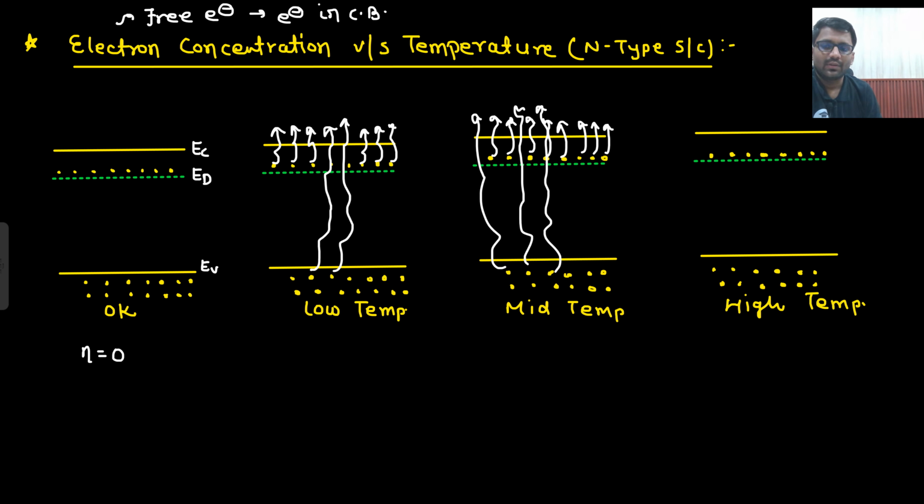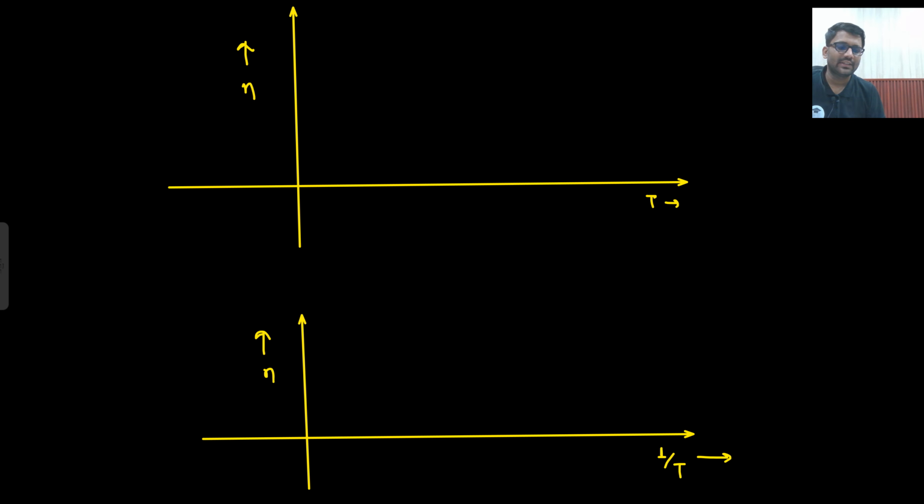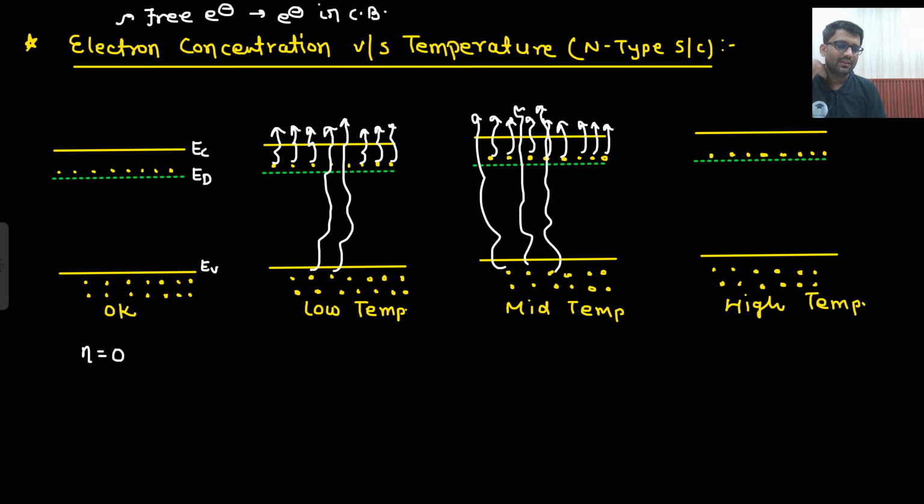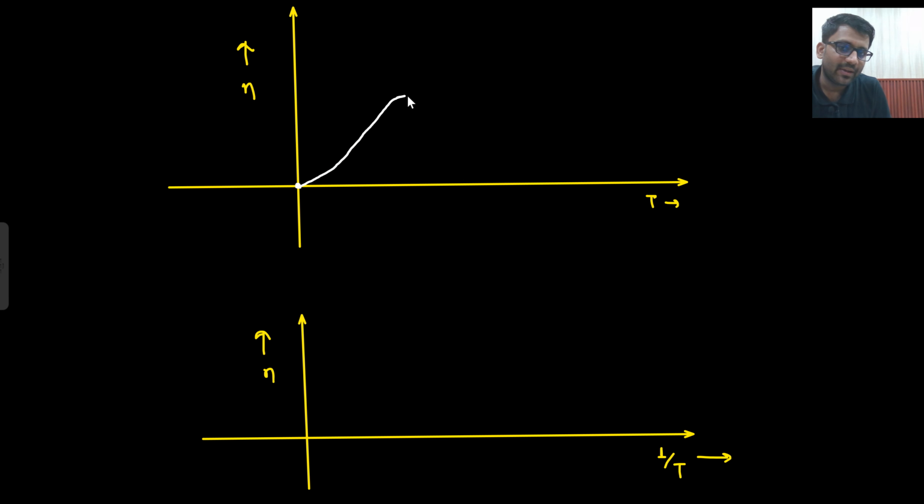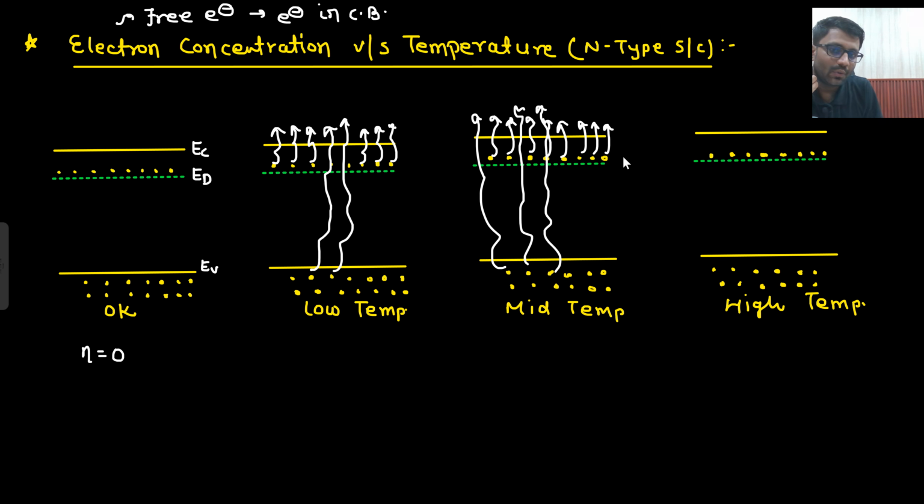So let's draw the graph from 0 Kelvin till mid temperature. At 0 Kelvin there were 0 electrons. But slowly the electrons started increasing. At one particular point, at the mid temperature, it will become constant. Why is that so? Because all of these have already been ionized.